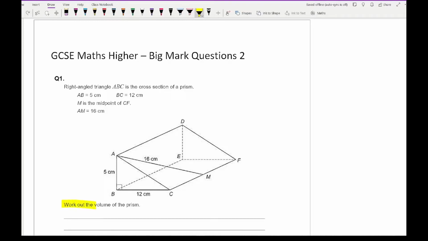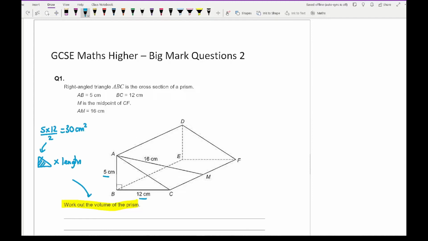Now to work out the volume of any prism, it's the area of the cross section, in this case the triangle, multiplied by the length. Here I can work out the area of the triangle because I know the base and the height, so this is going to be 5 times 12 divided by 2, which equals 30. So that's going to be 30 centimeters squared.